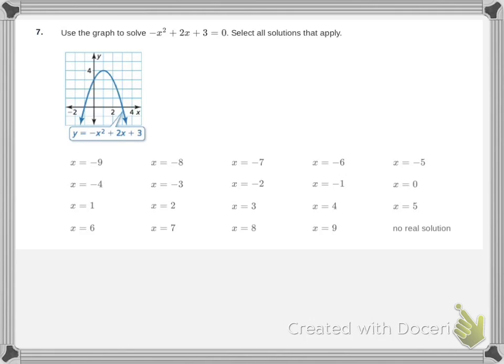All right, so number 7 is asking us to use the graph, which is nice because those can be a little tricky, and we'll look at those probably next week. We need to solve, where does it equal 0? Well, it equals 0 on the x-axis. Okay, that's where we're going to look. Where does that graph touch? And if you're seeing what I'm seeing, it touches right here and right here. Those are my two solutions.